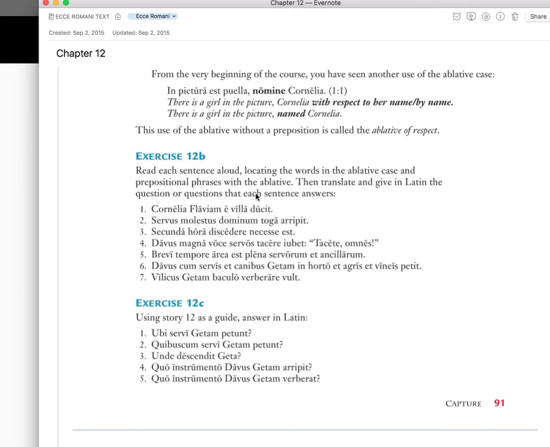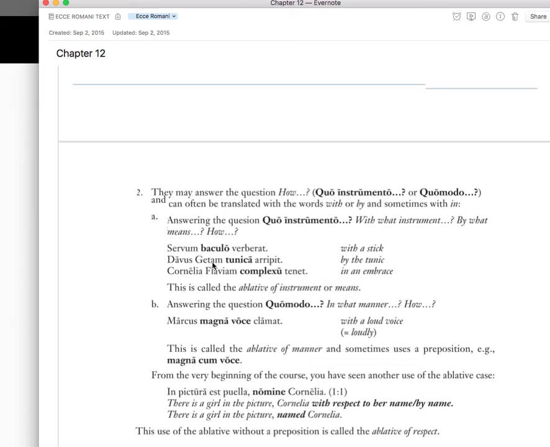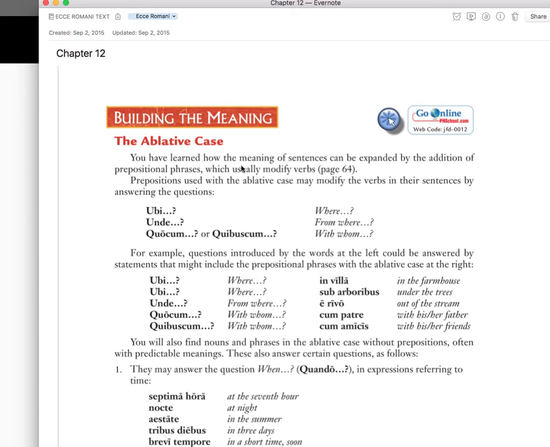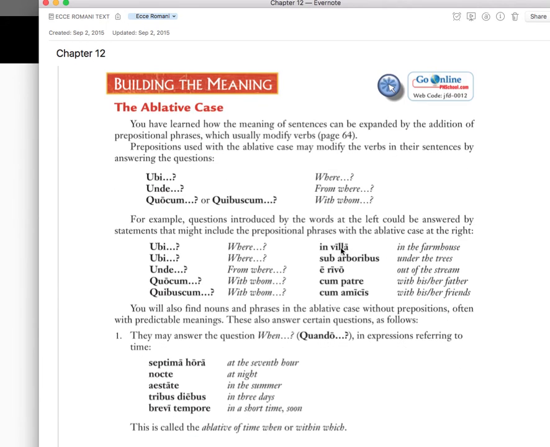So then the question that answers, that's the tricky part. And if you look back, I do urge you strongly to please look over this, because here are these questions that you can use to effectively model your questions for that exercise. Ablative answers questions like where or with whom, from where, with whom, etc. And so these are the answers over here, right? Where is Cornelia? She's in the villa. Where is Sextus? Underneath the trees, under the trees.